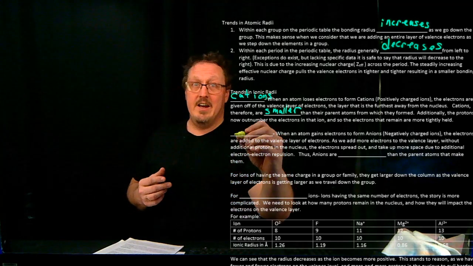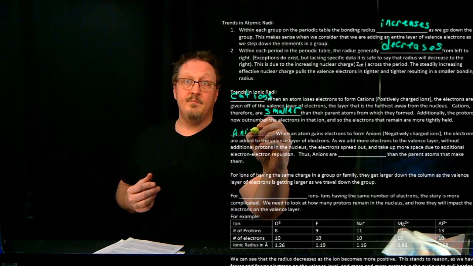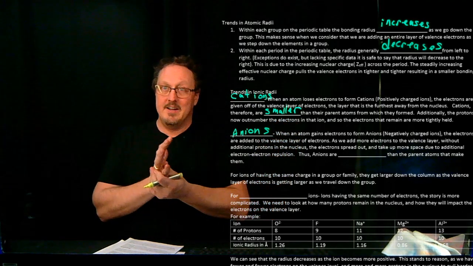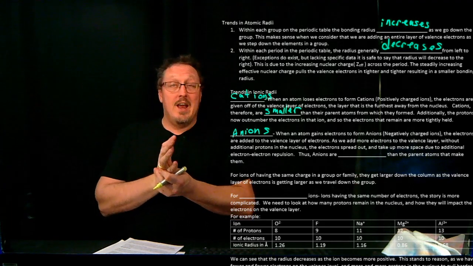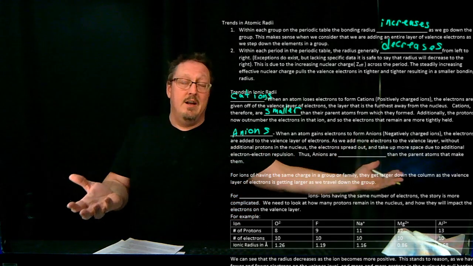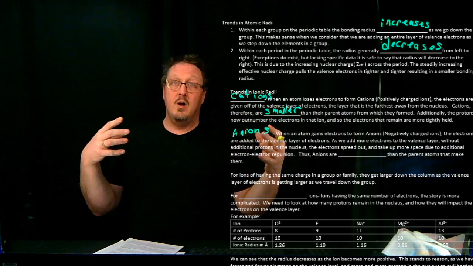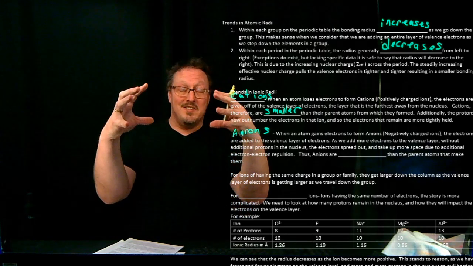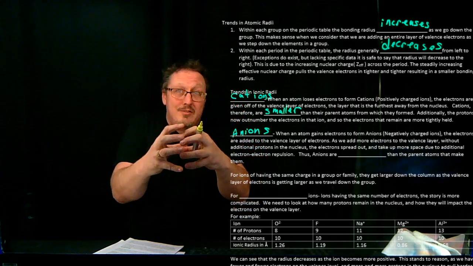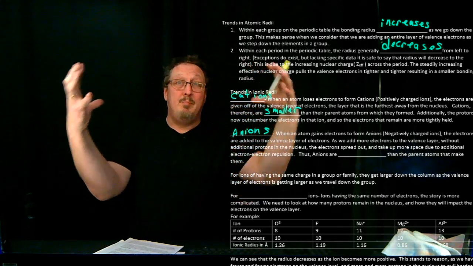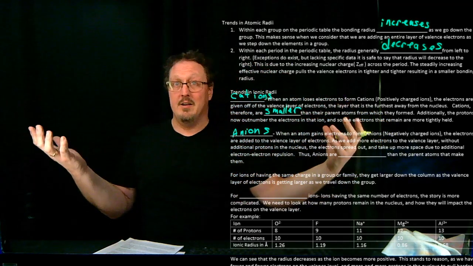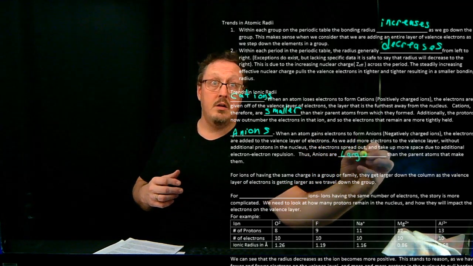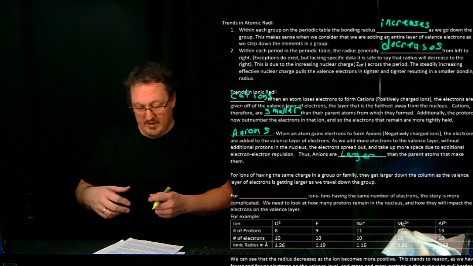Anions, on the other hand, which are negatively charged ions, form when atoms take electrons from other atoms and add them to themselves. And so we have fewer protons in the nucleus relative to the electrons on the outside, and those protons can't pull as hard. So anions get bigger than the parent atom they start from. Thus, anions are larger than the parent atom that makes them up.